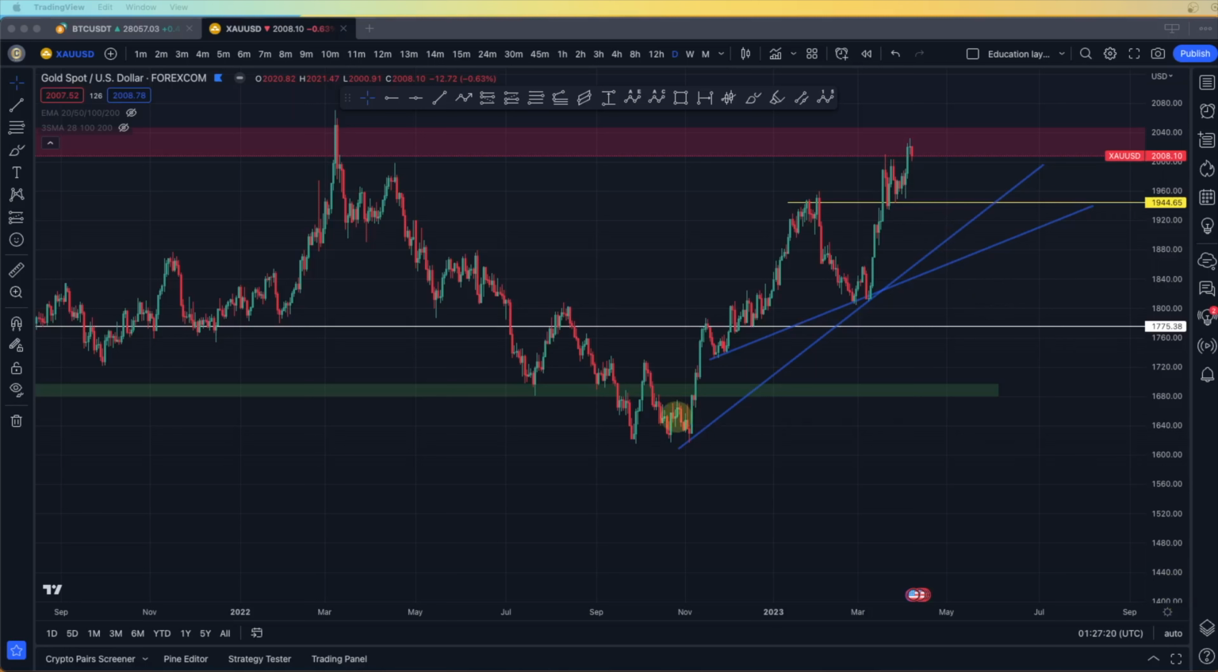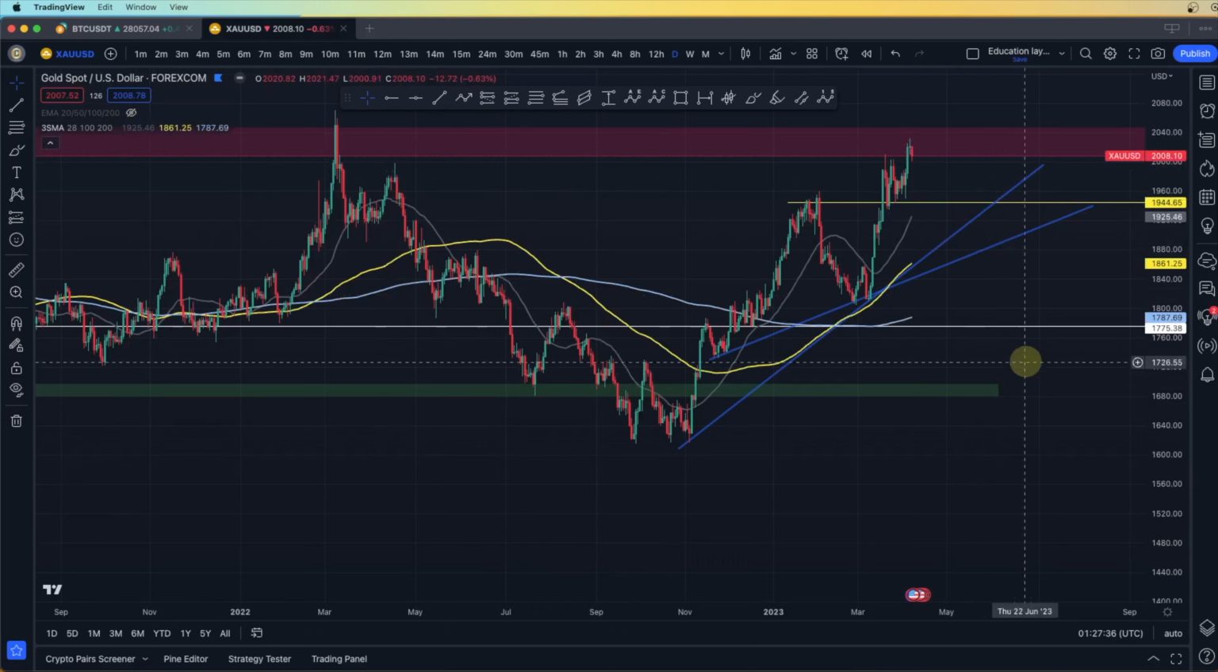I'm gonna show you some of the areas that you need to care about, and some of the added tools on top, on how a professional trader trades the market. First thing, we're gonna go into the moving averages.